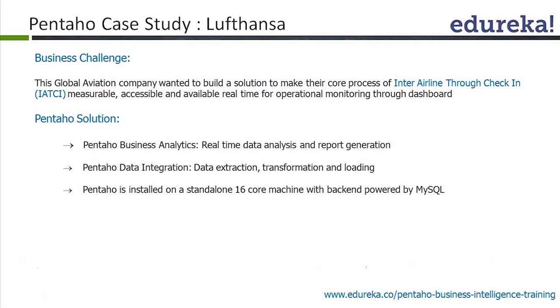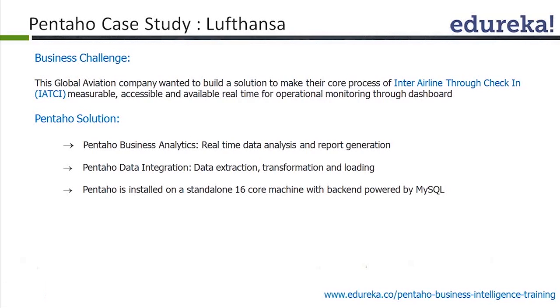Now, how did the Pentaho solution help them? Pentaho offered them BA, the Business Analytics server, which is helping them do real-time data analysis and real-time report generation. Pentaho Data Integration is another offering they sold to them, which is doing ETL. This whole aviation industry, in fact, their core backbone, is still running on an almost 25-year-old system, and it is very difficult to change overnight. But slowly they are trying to upgrade their systems, and there are a lot of challenges.